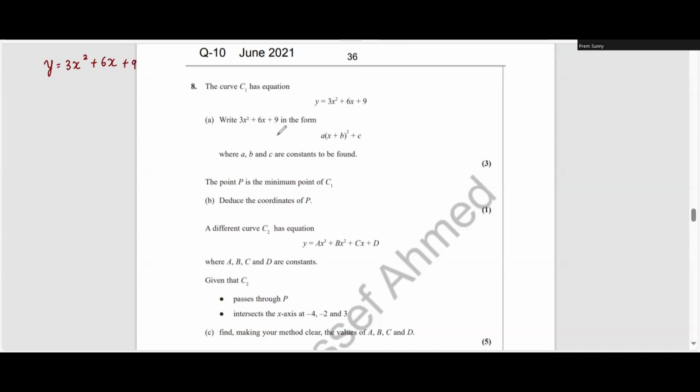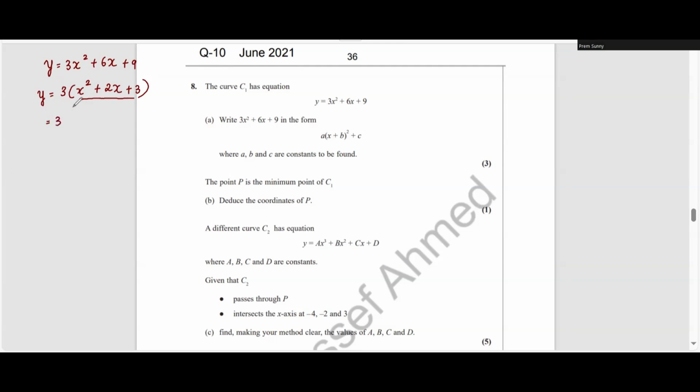Write 3x square plus 6x plus 9 in the form of a into x plus b the whole square plus c. So basically what they are asking us to find out here is, using the completing the square method, represent this quadratic equation. So I can see that I can take 3 common here. So 3 into x square plus 2x plus 3. And now I can do the completing the square method for x square plus 2x plus 3.